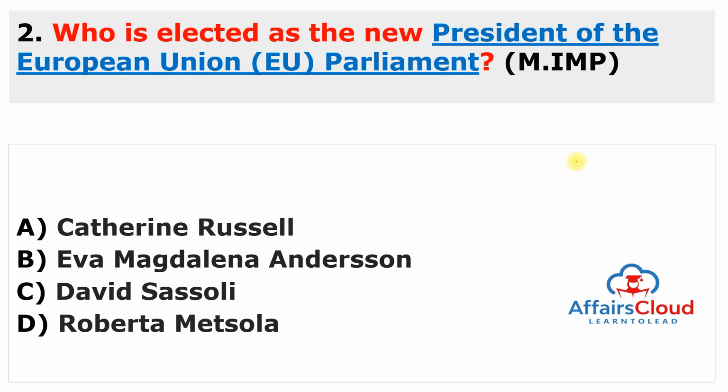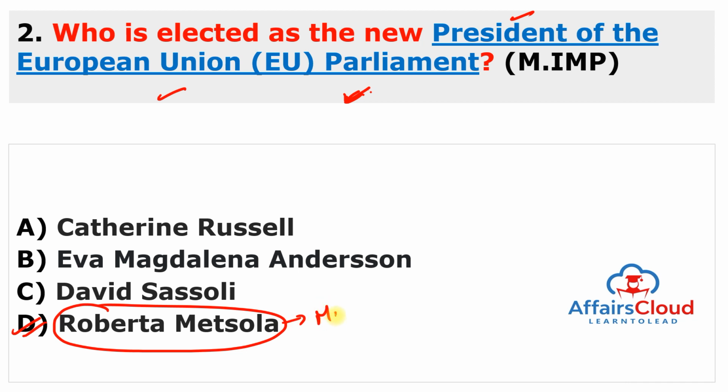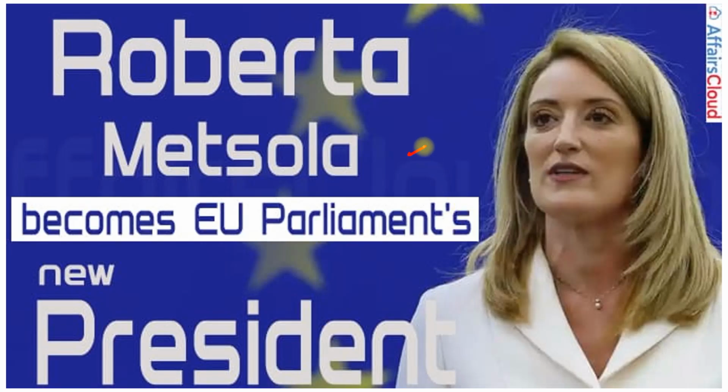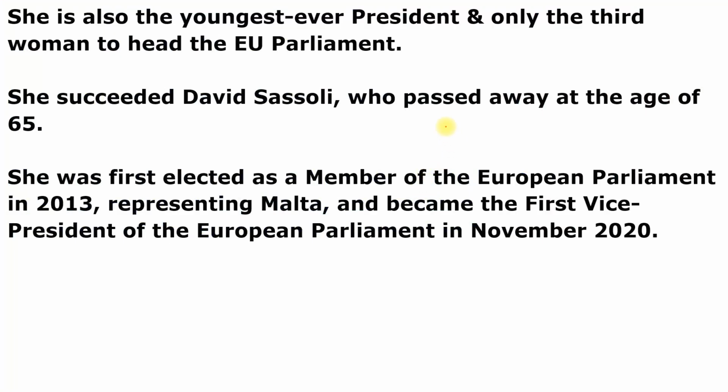Moving to the next question. Who is elected as the new president of the European Union Parliament? Again, most important question, because we are talking about a most important organization, the European Union Parliament. The answer of this question is Roberta Metsola, so the answer is D, and she belongs to Malta. Roberta Metsola from Malta was selected as the new president of the European Union Parliament, and you can also see her picture. She is also the youngest ever president and the third woman to head the European Union Parliament.